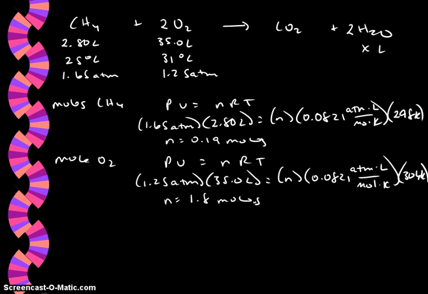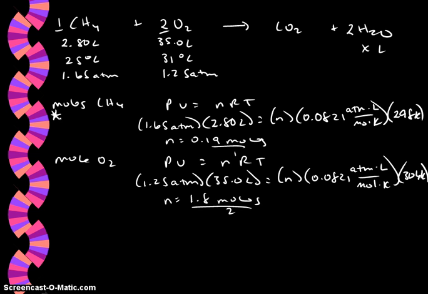Now we need to figure out what our limiting reactant is. And the balanced equation tells us it's a 1:2 ratio. So we're going to divide the moles of methane by 1 and the moles of oxygen by 2, and the one that gives us the smaller number is the limiting reactant. So our limiting reactant is methane.